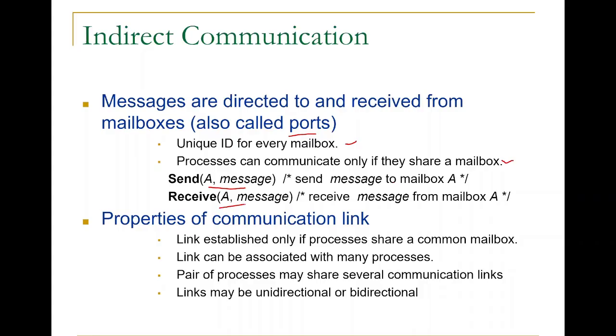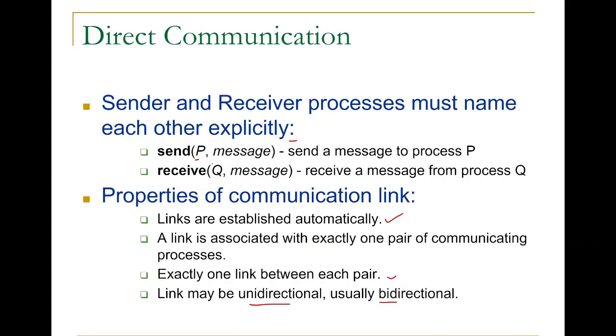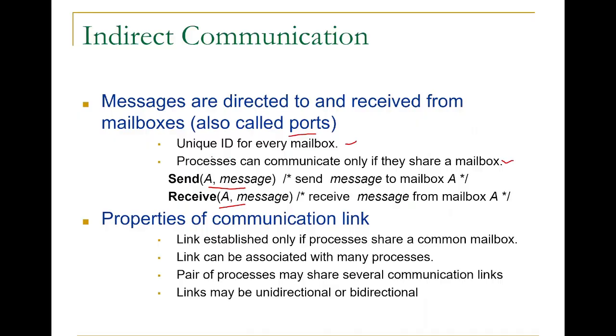Then receive a message, receive message from mailbox A. You have this kind of thing now. Instead of receiving, remember, below had the other one where we said send directly to process P, the message directly. But in indirect communication, we are sending it to the mailbox, mailbox A, which the process that needs it will go and pick its own message from.